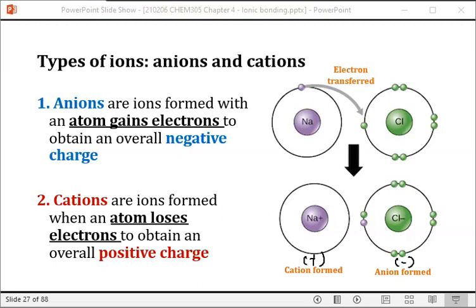Remember, electrons are negatively charged. So an anion is formed if an atom, like chlorine, gains an electron. It gains a negative charge, so it has more negative charge. And a cation is formed if an atom loses an electron. So sodium is giving up a negative charge, which results in it having more protons than electrons, so it has a positive charge overall.